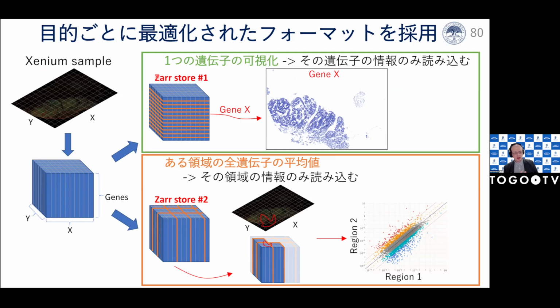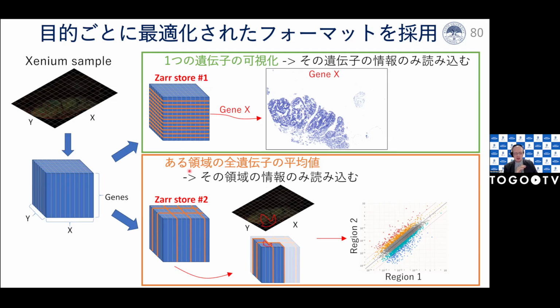And in a ZARR store, you can chunk or cut this data into small parts and save them separately. Depending on the goal, we pre-calculate different ZARR stores with different chunking. If the goal is just to show one gene, like gene X, we use this store where the data has been chunked per gene. And we just read the part for gene X and show it.